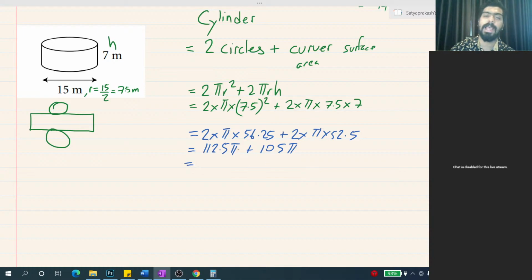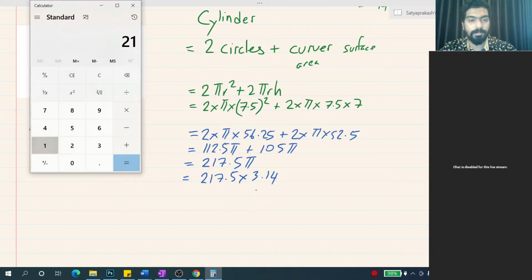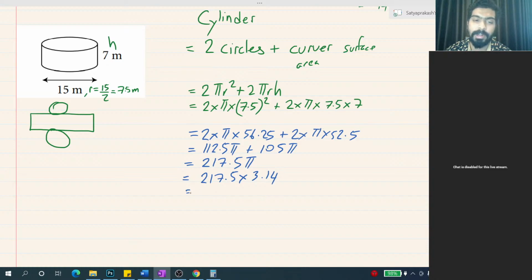And now once we add it up, what would we have? You would have 217.5 pi, right? So if we take the value of pi as 3.14, 217.5 times 3.14 gives 682.95. That is correct.